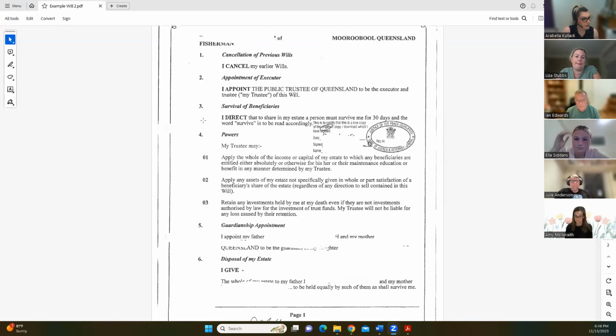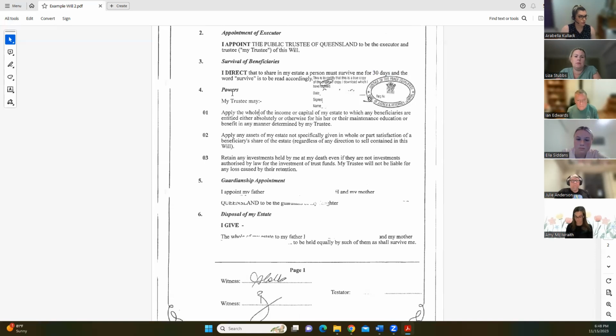Now, these wills also make a specific declaration that any beneficiary of the estate must survive by 30 days. So this is also reflected in the Succession Act. But again, sometimes it is much easier for directions to be provided in the body of a will rather than having to rely on legislation.